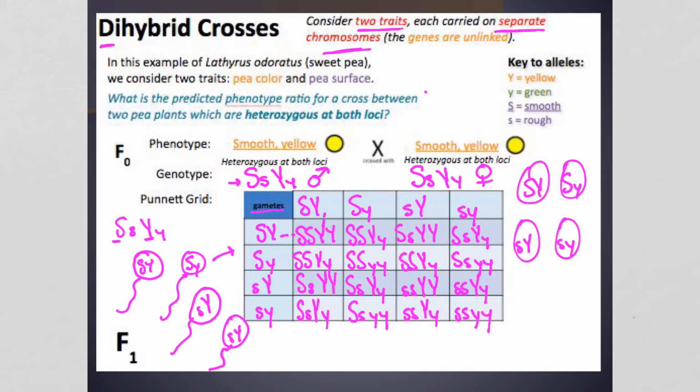All right, so now we've got our large dihybrid cross Punnett square done and the predicted phenotype ratio. So let's see what phenotypes we have here. I'm going to switch to a different color. Let's look first for the ones that are smooth and yellow. Now remember, smooth and yellow are the dominant. So I see smooth and yellow here, here, here, here.